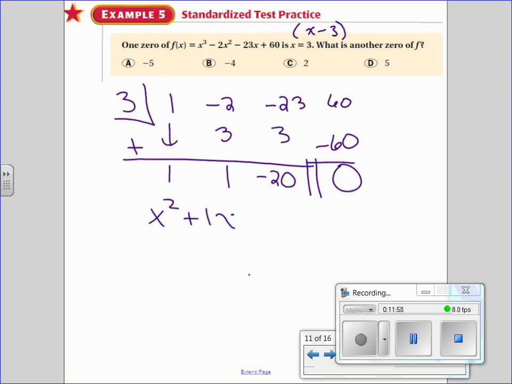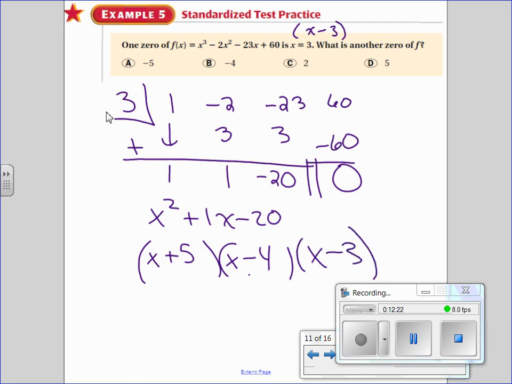X squared plus 1x minus 20, how would that factor down? Mm, 20 and 1 would add to 19. No, I think you have to go with 5 and 4. +5, -4. But keep in mind, we're doing solutions of each binomial. So basically, in factor form, we'd be dealing with this. The solution to this binomial was 3. That was the provided solution. What's the solution to this binomial? And what's the solution to this binomial?